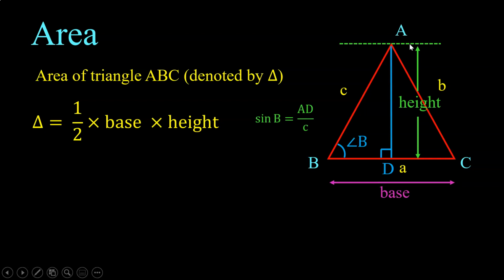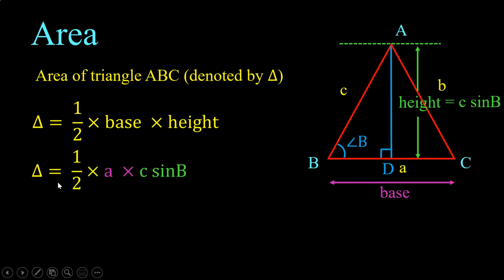Therefore the height of this triangle, when we take BC as the base, is going to be AD. AD is nothing but c sin B. So now we know base and we know height. We can directly find area, that is half into a into c sin B, that is half ac sin B.